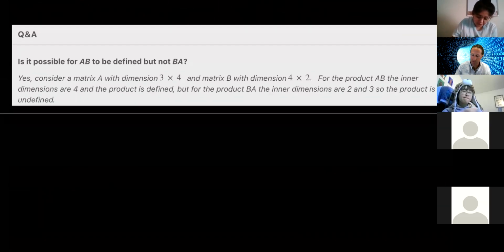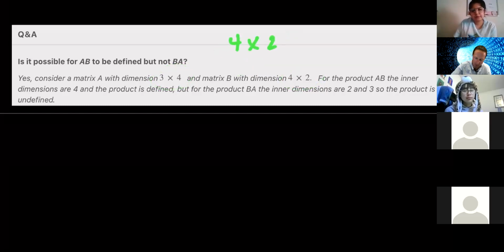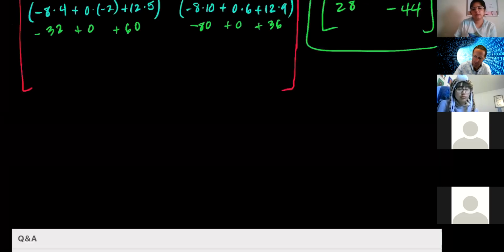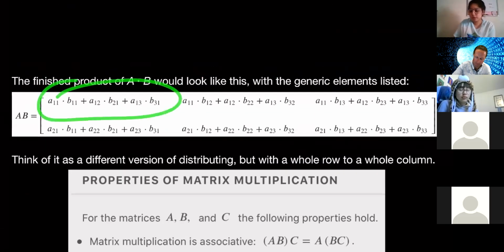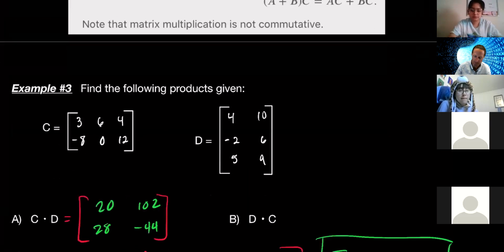So are these things possibly not defined? Yes. The 3 by 4 times the 4 by 2 would be fine, because the inner numbers match up. But if we switched it around and tried to do the 4 by 2 times the 3 by 4, notice these would no longer match up. And since they don't match up, we won't be able to use this case. We'd have more things to multiply, or not enough things to multiply to. Okay?